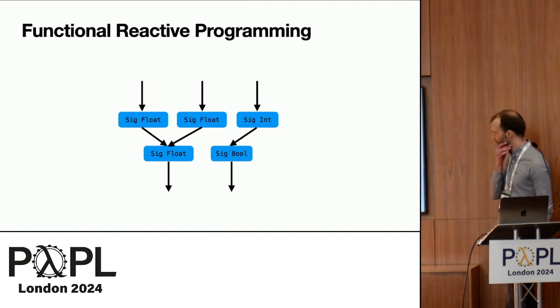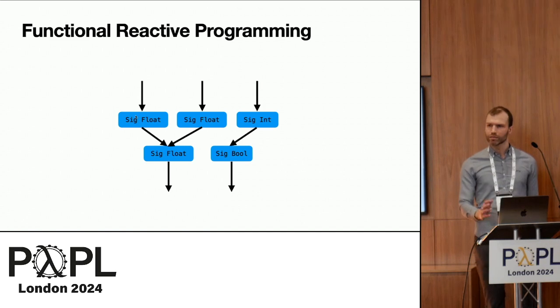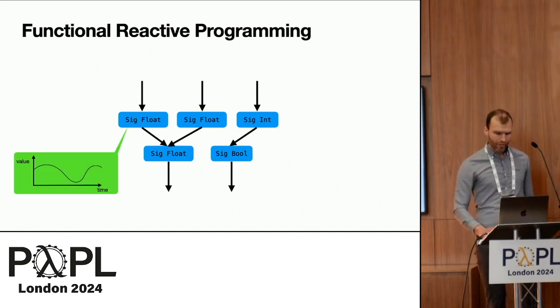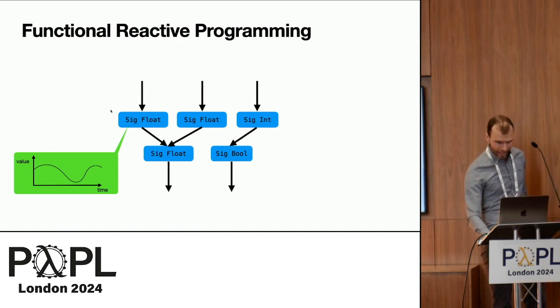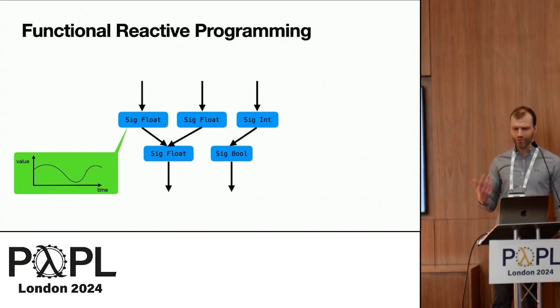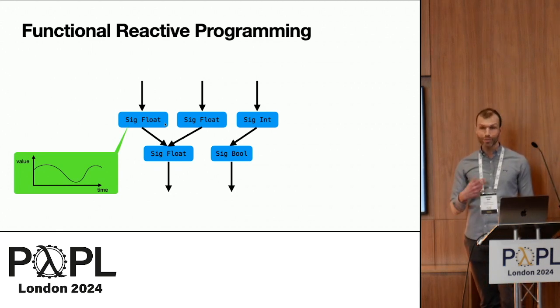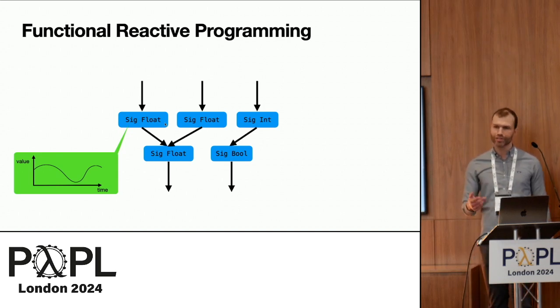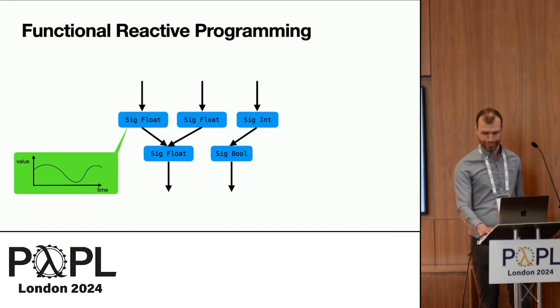And what we want to do is program these things in a functional setting, using functional programs. These boxes here are now signals. You can really think of these things as functions from times to values. So here is a signal float, which is really a function from time to floating point numbers. And we want to manipulate these signals as we manipulate higher-order functions in functional programs, so we want to compose them, manipulate them, and so on.